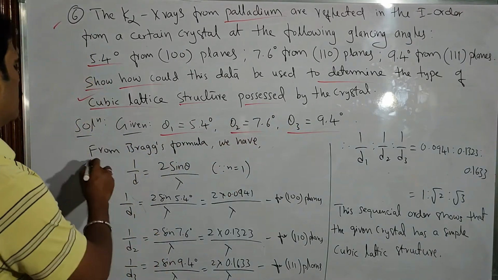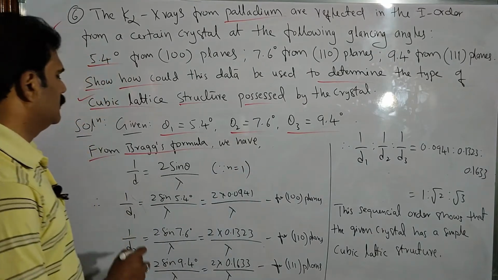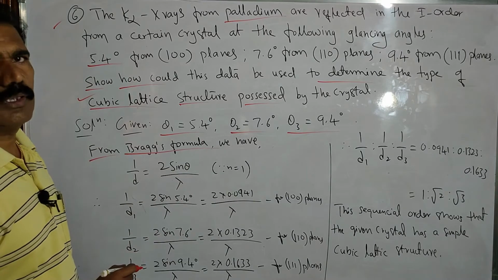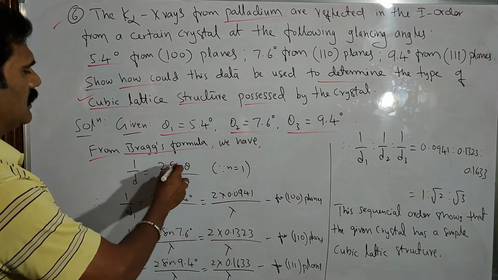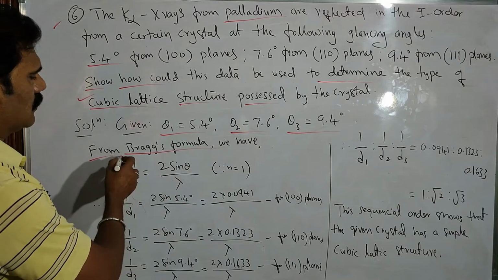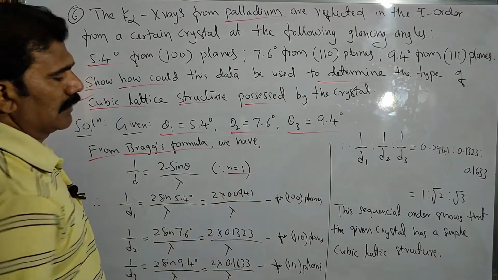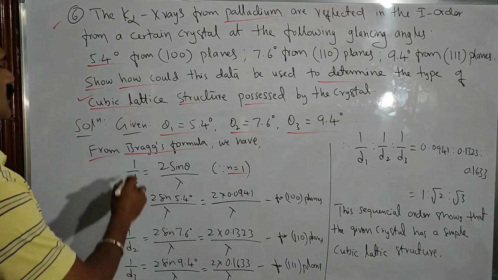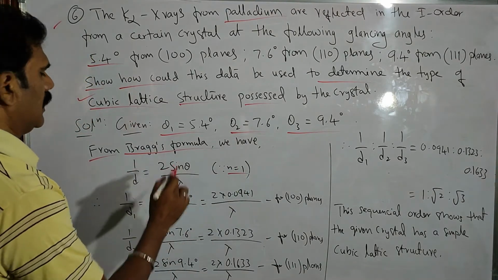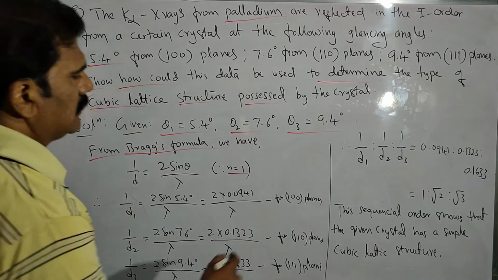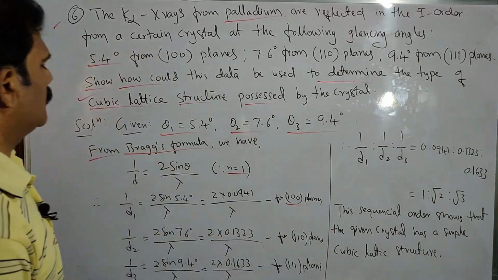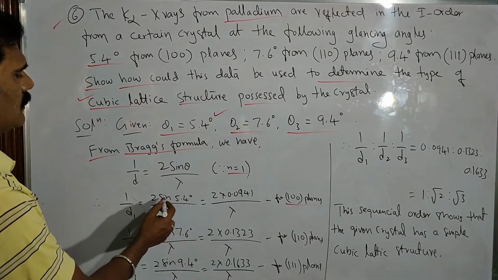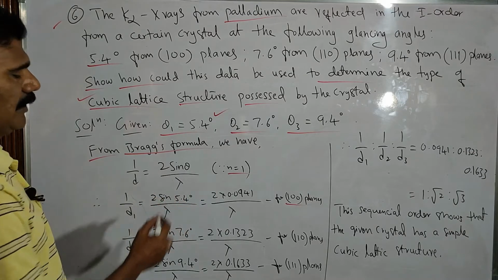Now from Bragg's formula, we have the equation 1 by d equal to 2 sin theta by lambda. How is it? Actually, by cross multiplication, 2d sin theta is equal to n lambda. So we take n equal to 1, first order, as they mentioned already. So you get 1 by d equal to 2 sin theta by lambda. For the first, 100 planes, the value of glancing angle is how much? 5.4 degrees. Substitute that here: 2 into sine 5.4 degrees by lambda.